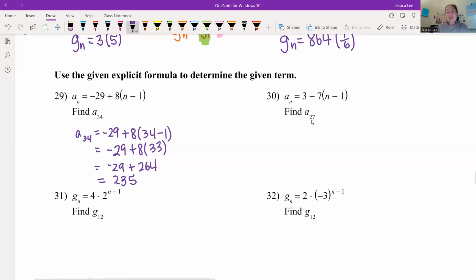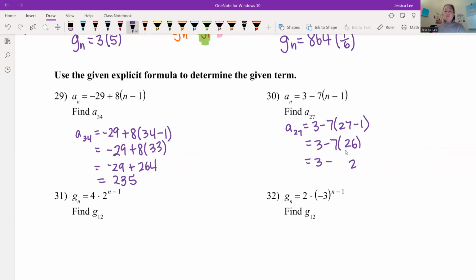All right. Here we're looking for the 27th term. So that's exactly what we're going to do. We're going to go A27 is equal to, copy everything down until you get to N and replace that with 27. So that's going to be 3 minus 7 times 27 minus 1, which is 26. All right, and 3 minus 182. So that's going to be negative 179. That negative 179 is going to be the 27th term.